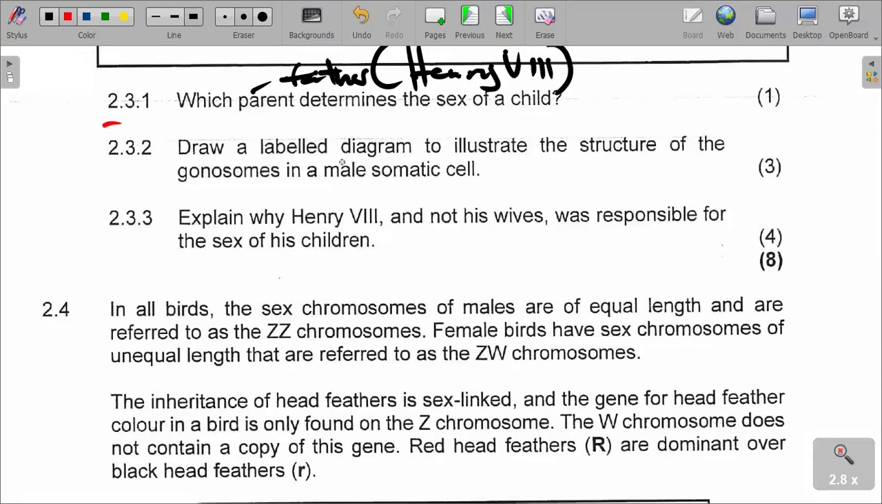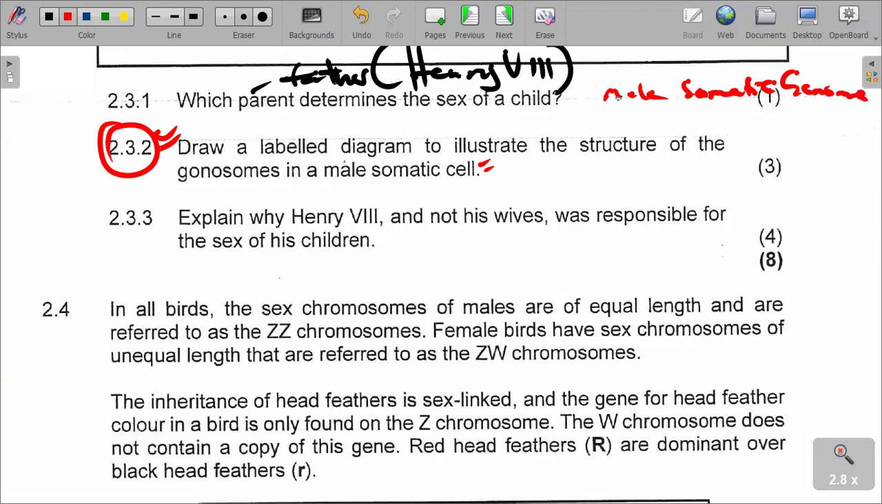This has also been answered on the channel, where we talked about the structure of the genome in a male somatic cell. When you look at it, you need to see that we have the XY chromosomes. We need a title saying this is a male somatic genome.